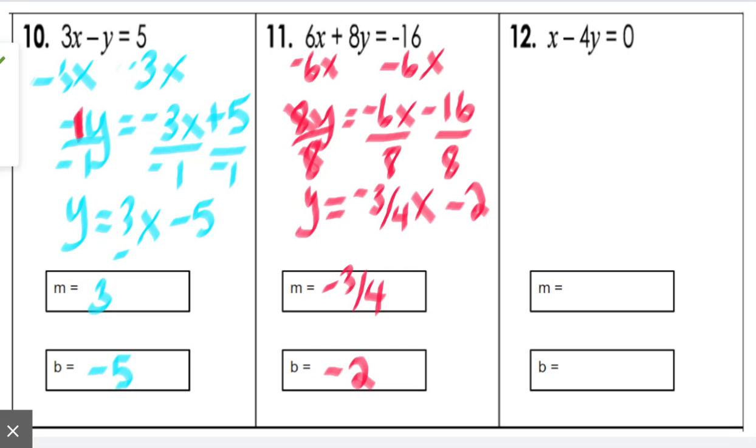Okay, so for the last problem, we're going to first subtract x from both sides. Then we'll have negative 4y is equal to negative x plus 0. So we technically don't have to write that plus 0 because anything plus 0 is itself, but we'll leave it there for now. All right, so we're going to divide everything by negative 4.